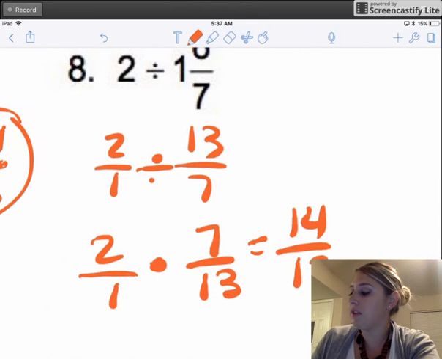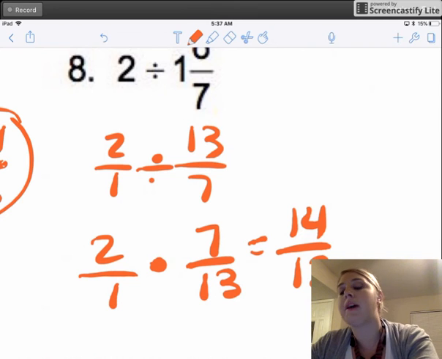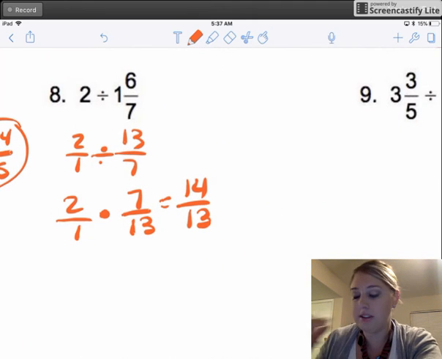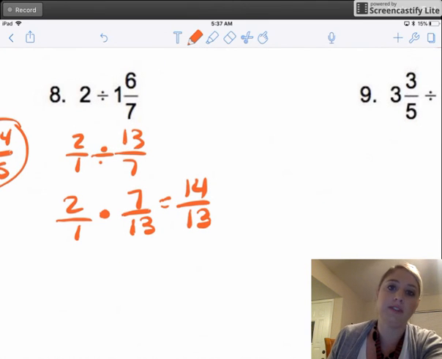I get 14 over 13. Hopefully you got that improper fraction. Don't forget that I don't want improper fractions. I need mixed numbers. And sometimes they're even going to ask you for decimals. So make sure you're aware of how to take a fraction and make it into a decimal. But right now, I'm fine with just a mixed number.